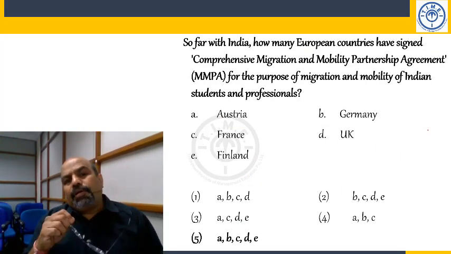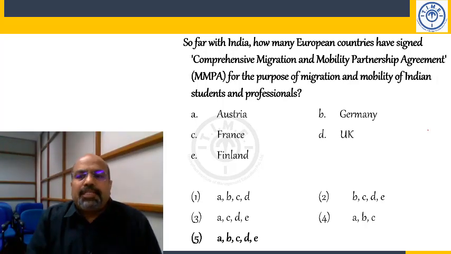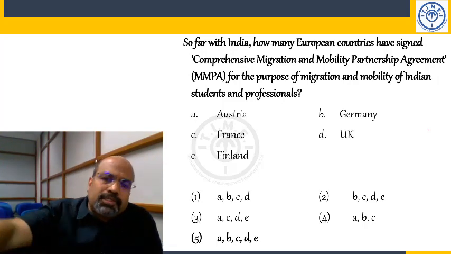So far with India, how many European countries have signed comprehensive migration and mobility partnership agreements for the migration and mobility of Indian students and professionals? All of them have signed this.